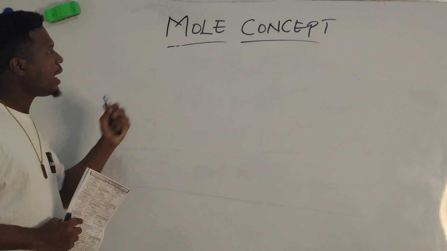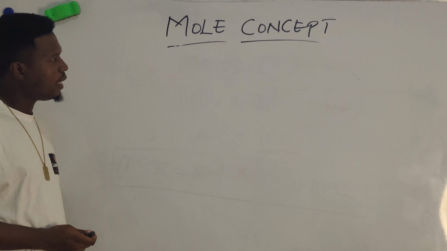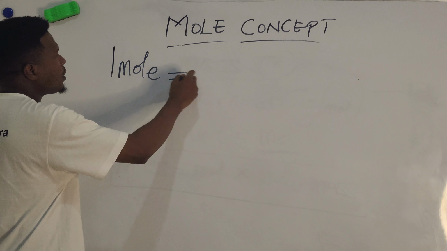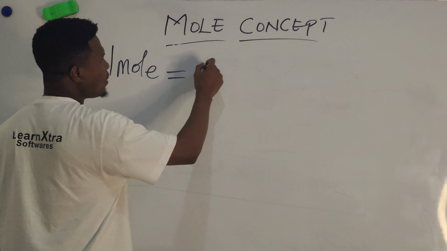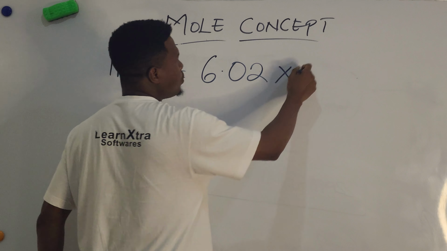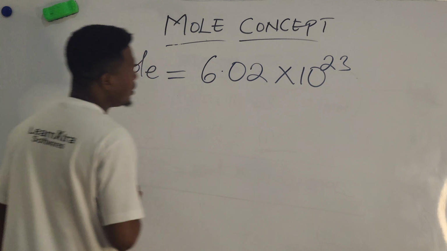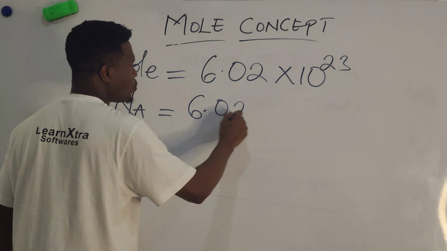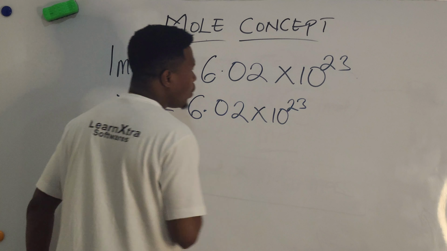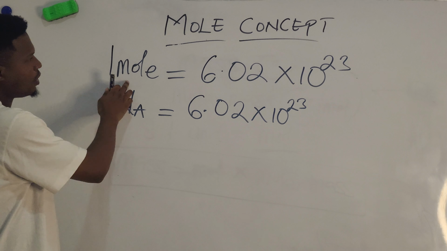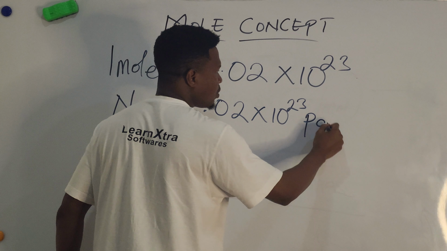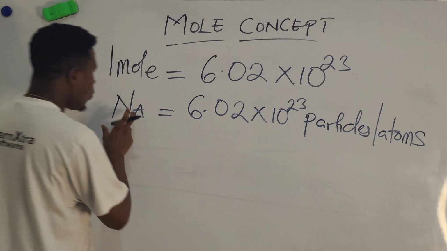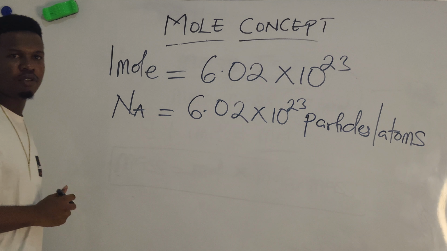We can relate this mole to Avogadro's number. A man called Avogadro did an experiment and was able to conclude that 1 mole of a given substance is equal to a constant, which we call the Avogadro's constant. So this Avogadro's constant, which is Na, is given as this value, 6.02 times 10 to the power of 23. So what it means is that in 1 mole of any substance, the number of atoms or particles present in 1 mole of a substance is equal to this Avogadro's constant.